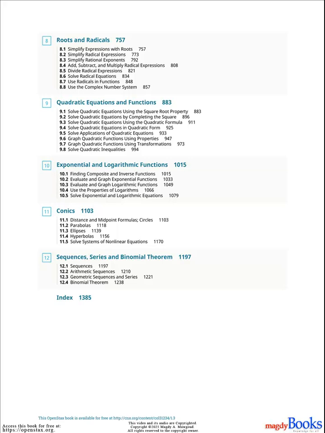12.1. Sequences. 12.2. Arithmetic sequences. 12.3. Geometric sequences and series. 12.4. Binomial theorem. Index.